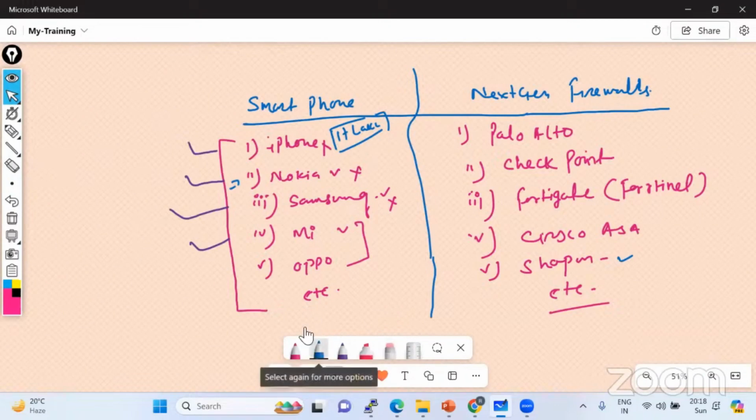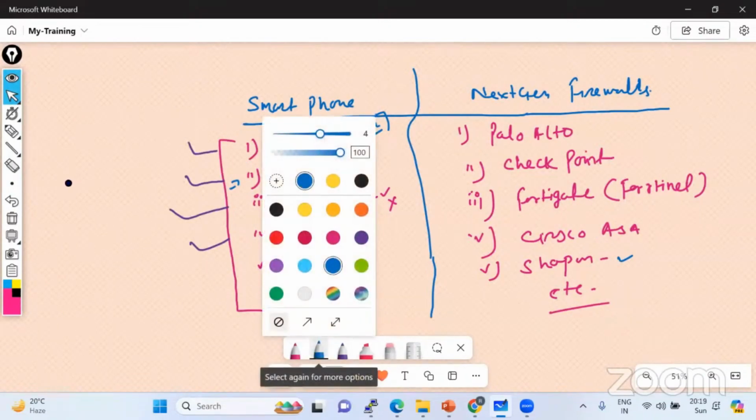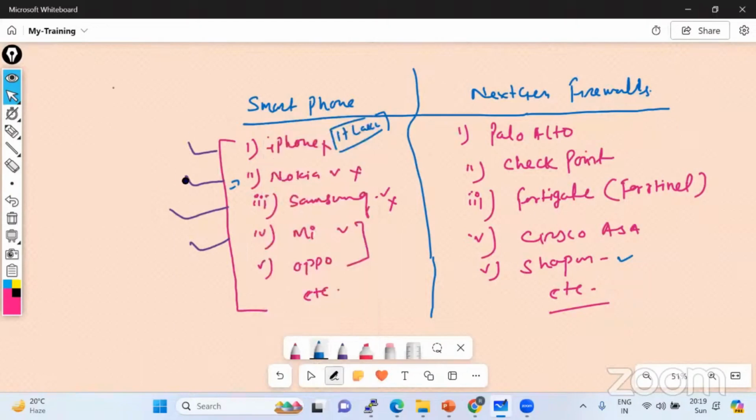Let's suppose in India we have more than 140 crore people, right? Not everyone is rich. Not everyone can afford to buy a Samsung phone or an Apple phone, right? So the majority of people in India go with a smartphone. Everyone needs a smartphone, but at the same time, they also think about the budget.